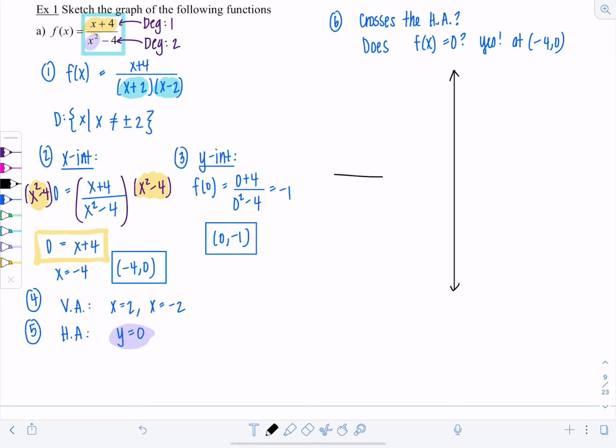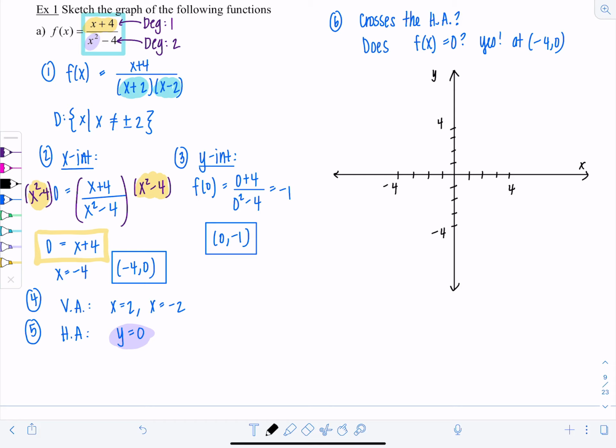And now let's put everything together. Okay, so put the asymptotes in, put the intercepts in, and then from there we'll decide if we need to plot more points. I'll show you how. So 1, 2, 3, 4. That should be good.